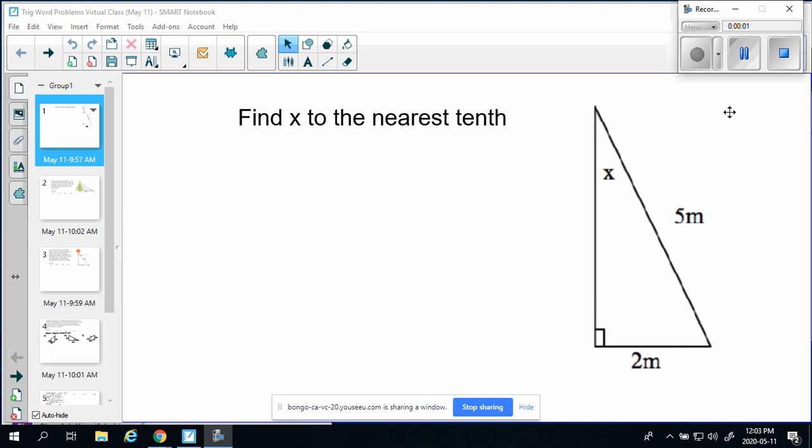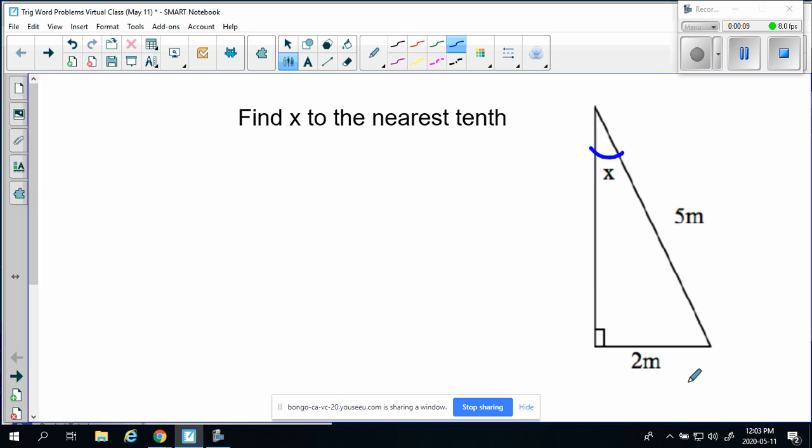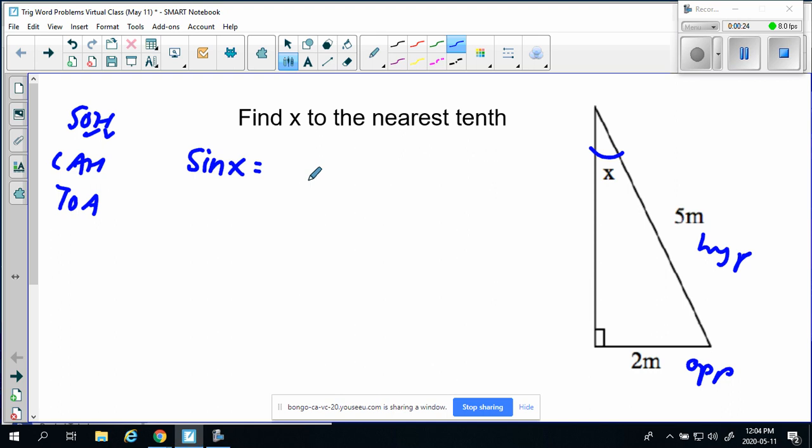So this is just a review question. We're finding x to the nearest tenth, which is 1 decimal place. So first, we always label our triangle. Here's the corner we're standing in, and this is the opposite. This is the hypotenuse. So if you are using SOHCAHTOA, looks like opposite hypotenuse is sine. So we're going to use sine of x is equal to opposite over hypotenuse.